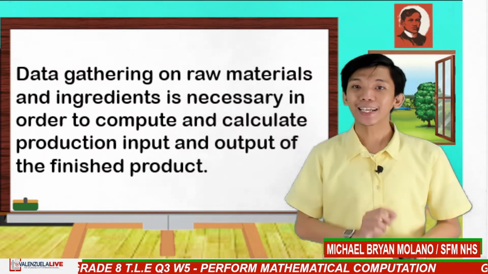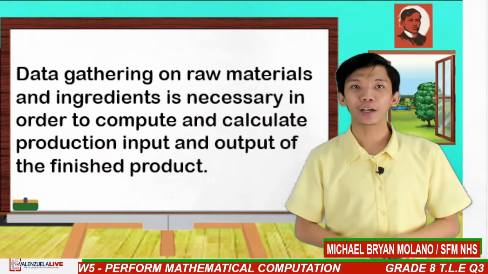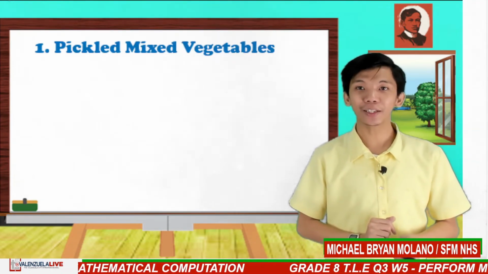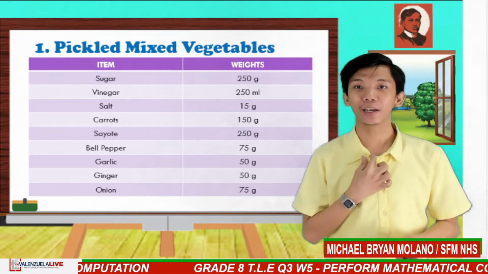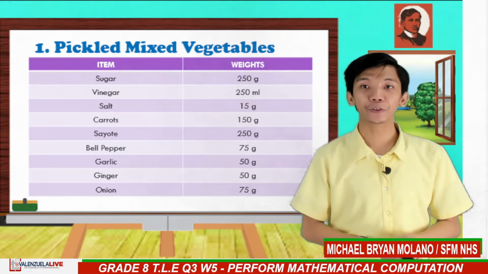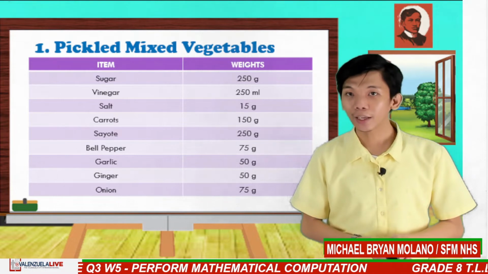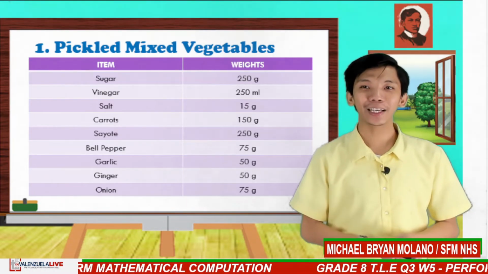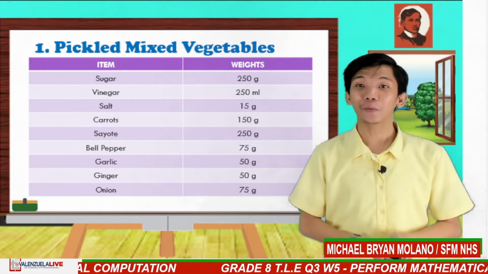Here are examples of data that are gathered based on the products to be made. For making pickled vegetables, we need the following: sugar, 250 grams, vinegar, 250 ml, salt, 15 grams, carrots, 150 grams, sayote, 250 grams, bell pepper, 75 grams, garlic, 50 grams, ginger, 50 grams, and onion, which is 75 grams.